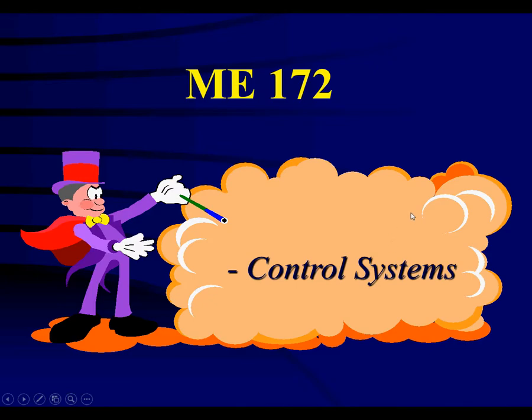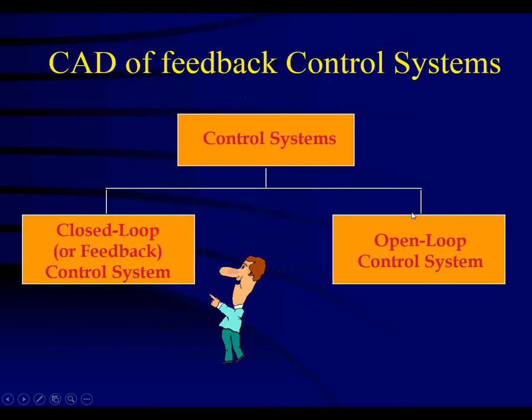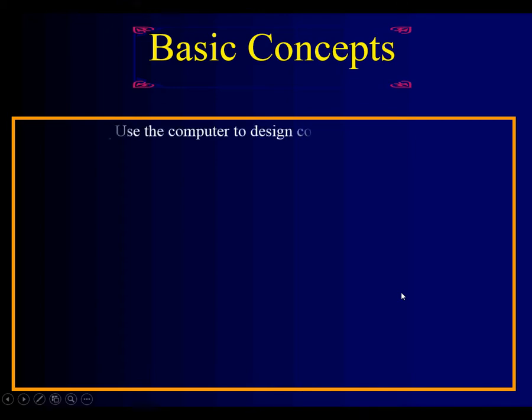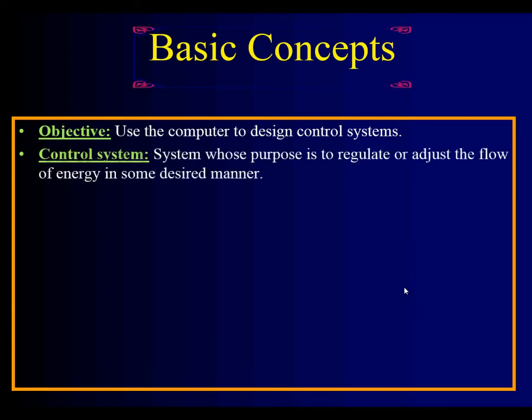Okay, so we have the control systems divided into closed loop and open loop systems. Let's look at some very basic concepts as to what we want to do. We want to use the computer to help us design controls. We would like to define what a control system is.